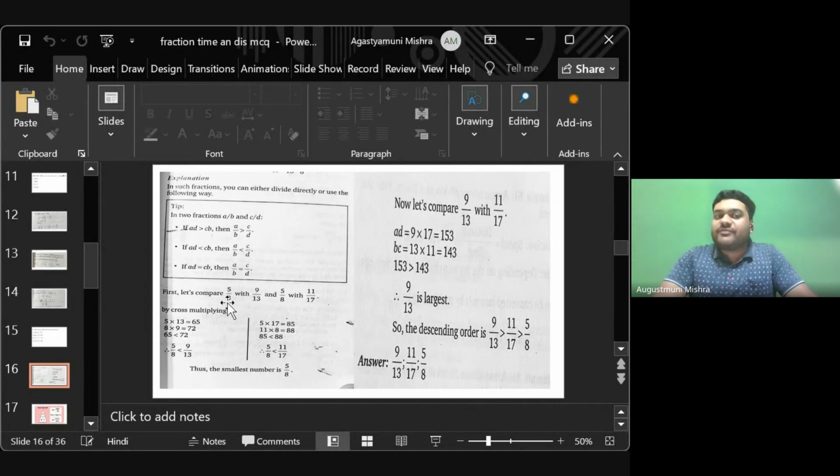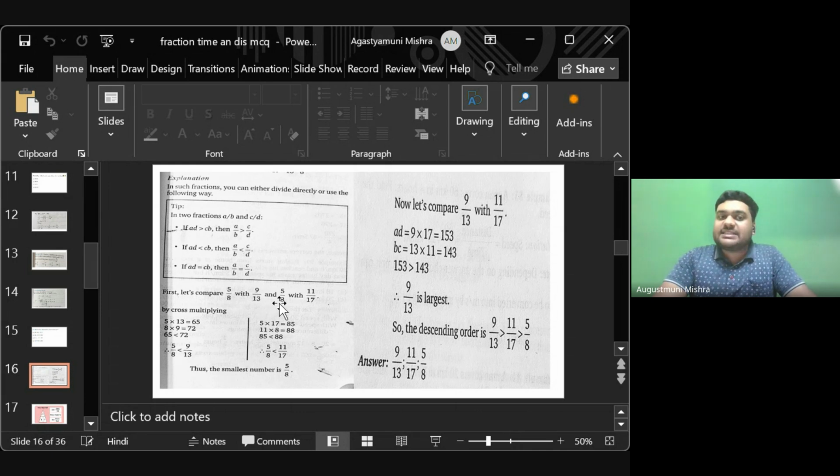First I will cross multiply 5 by 8 with 9 by 13. Due to this tip, you can observe which is greater and which is lesser. On the basis of this tip, we can cross multiply. In the first case, you will get 65, which is lesser than 72. So the greater sign will be at the side of 9 by 13.